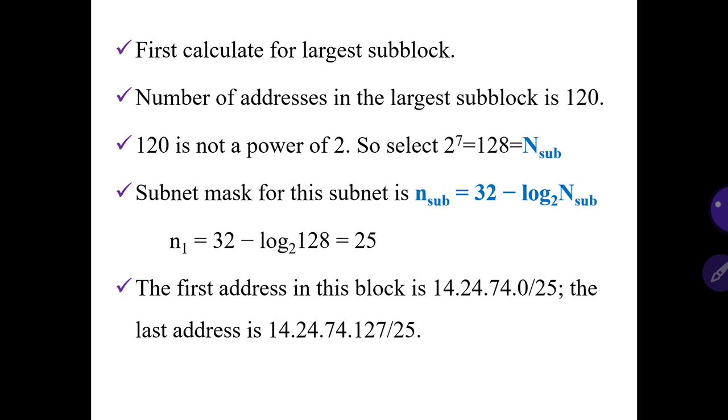The first address in this block is 14.24.74.0/25 and the last address is 14.24.74.127/25. The total number of addresses in this is 120, but we are making it 128. Up to that we can round the number.